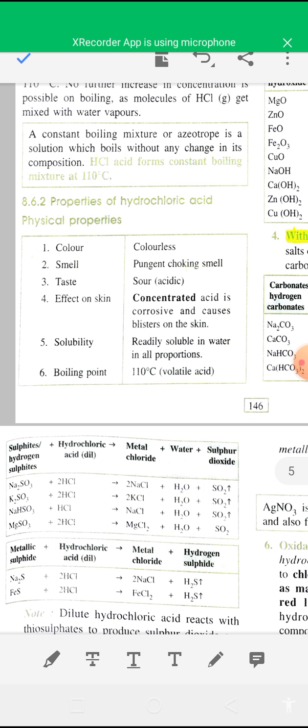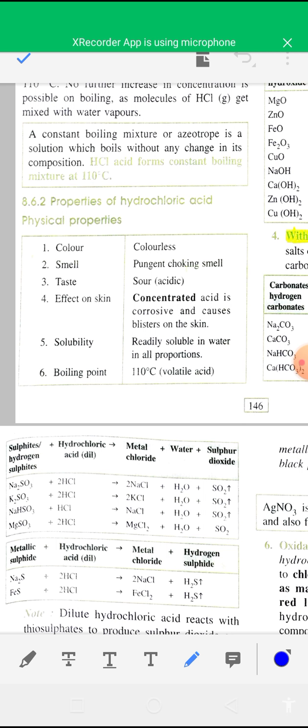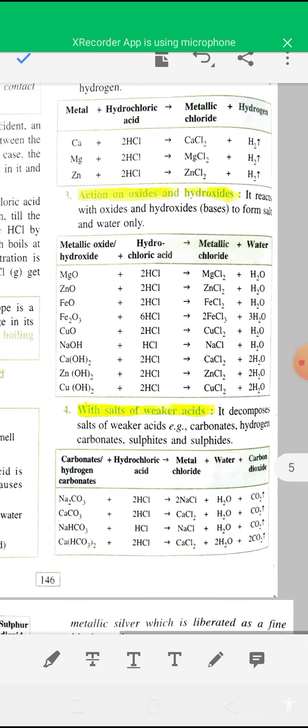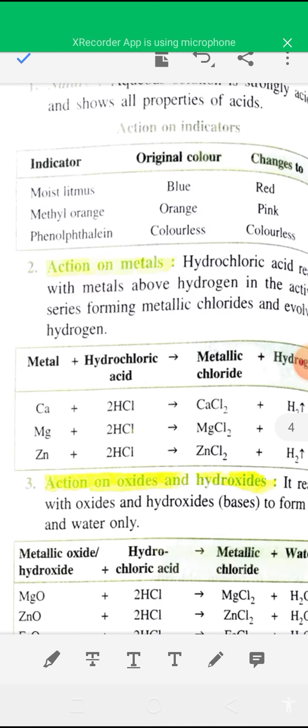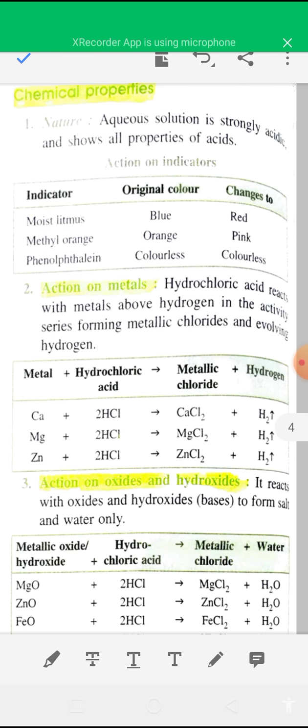General properties, that is properties of hydrochloric acid, that is physical properties. Color, it is colorless. Smell is pungent smell. And taste, sour taste or acidic taste, these are given. Okay, now see chemical properties. Important is chemical property, not the physical property. Chemical property of hydrochloric acid.